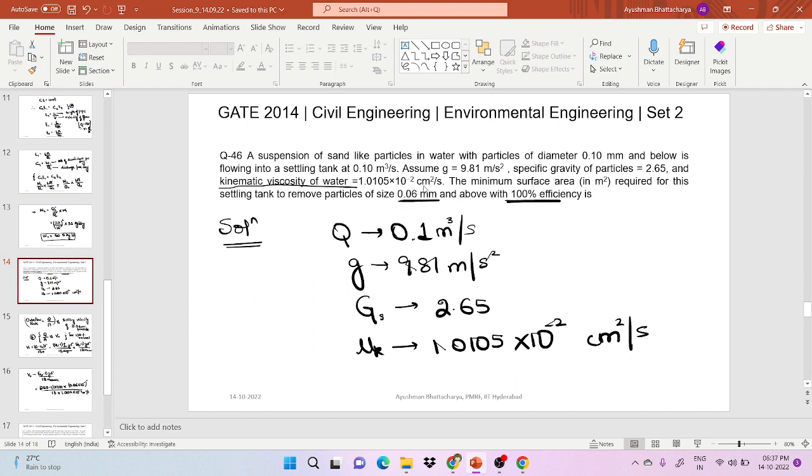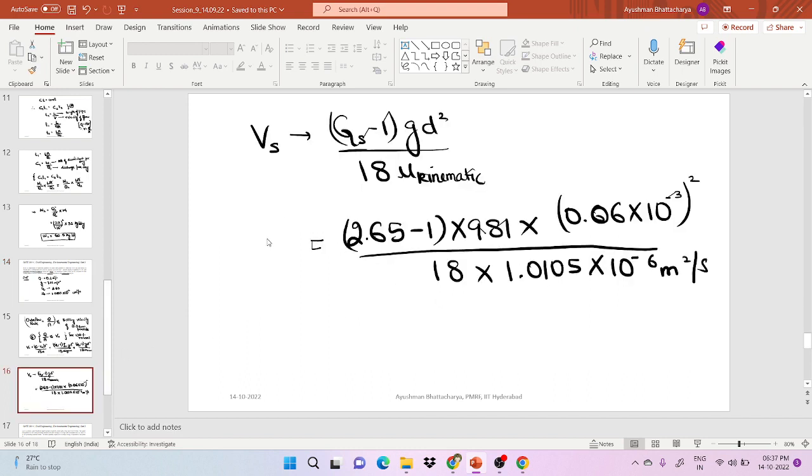Here they have mentioned it in terms of centimeter square per second. I am converting everything in terms of meters. This also I converted into meter, and here also I am converting into meter square per second. If you solve this, we will get a value of 3.2036 into 10 to the minus 3 meter per second. This is our settling velocity.